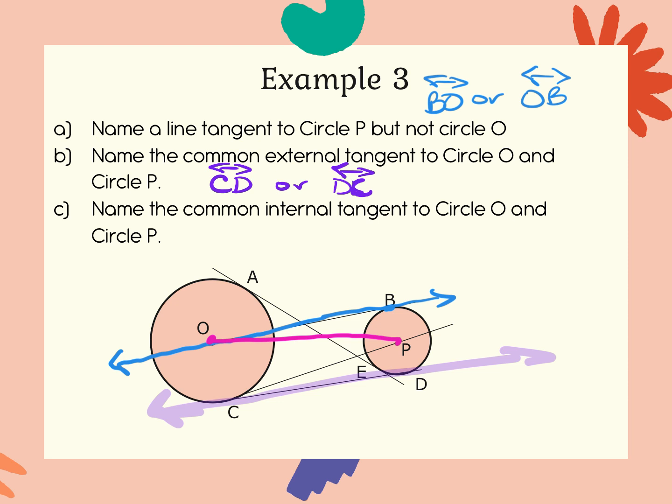And then the common internal tangent, where it is going to intersect that pink line, would be tangent AE, or in reverse, EA. Because remember, the common internal tangent has to intersect that segment that connects the centers.